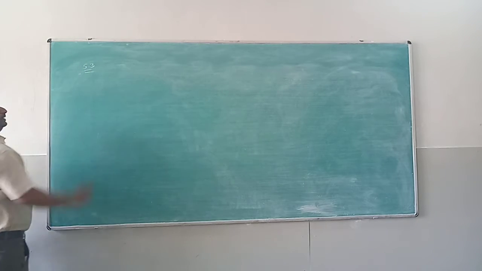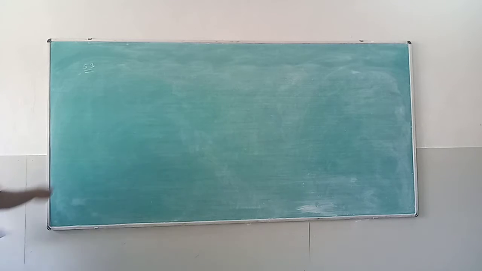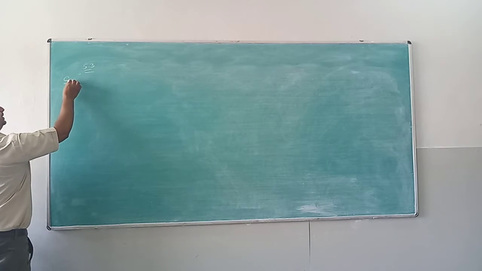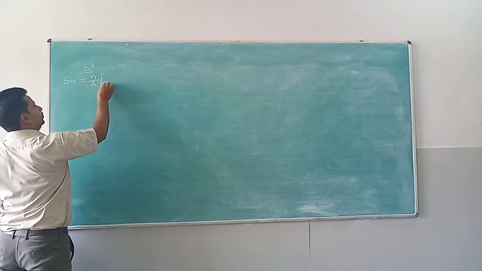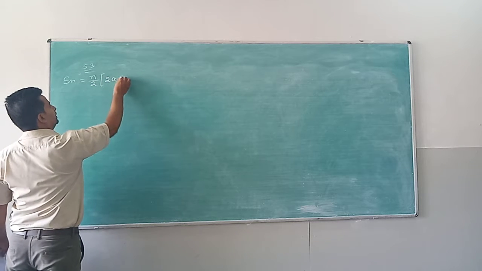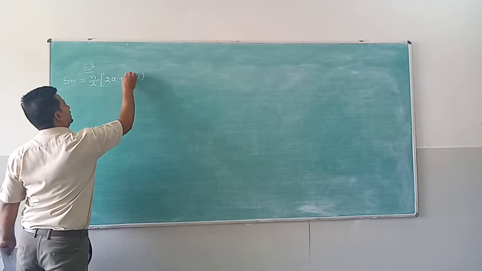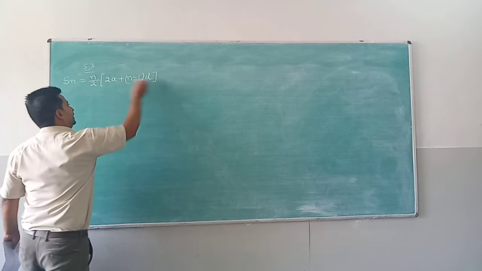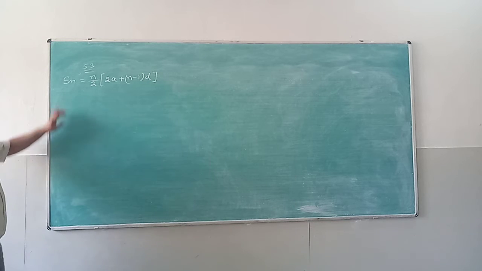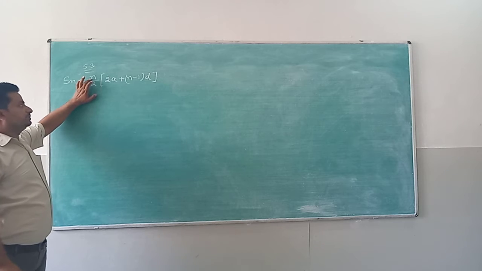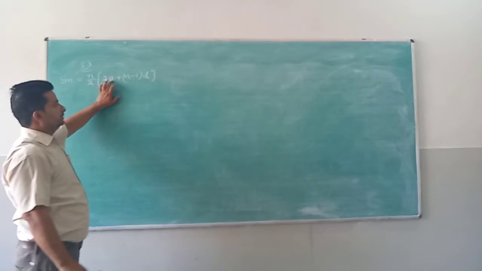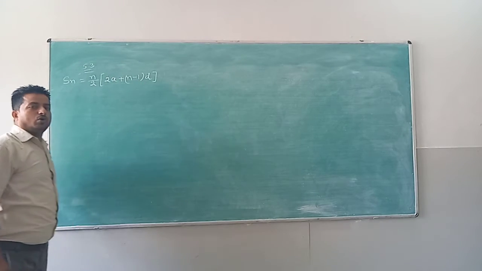Sum of AP, that is exercise 5.3. The sum of an AP, Sn, is equal to n upon 2 into 2a plus n minus 1 into d. In this, Sn is the sum, n is the number of terms, a is the first term, d is the common difference.